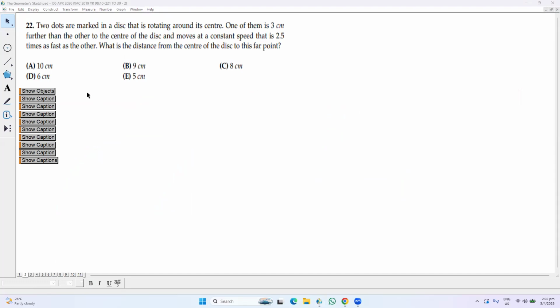Question 22. Two dots are marked on a disc that is rotating around its center. One of them is 3 cm further than the other from the center of the disc and moves at a speed that is 2.5 times faster than the other. What is the distance from the center of the disc to the far point?